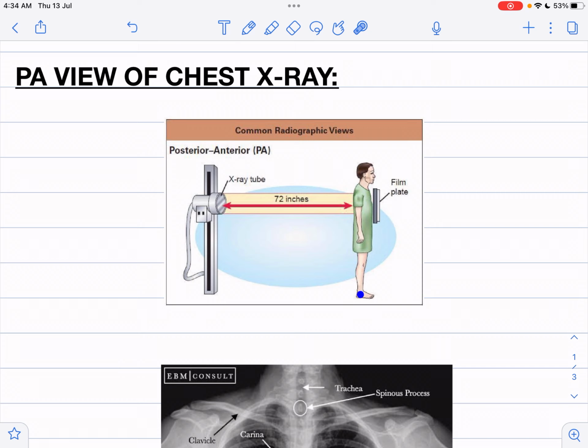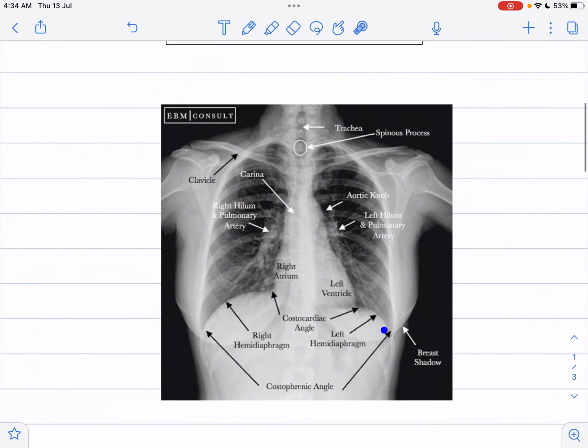standing and facing its back over here. This is the posterior side. This is the X-ray tube. So the back is facing the X-ray tube. So the rays are going to come from the posterior, and this film plate is on the anterior. So the rays are going to come from posterior and form a shadow on the film plate placed anteriorly.